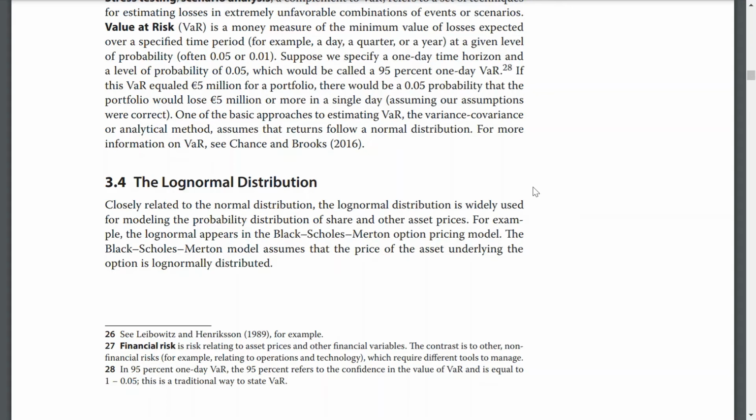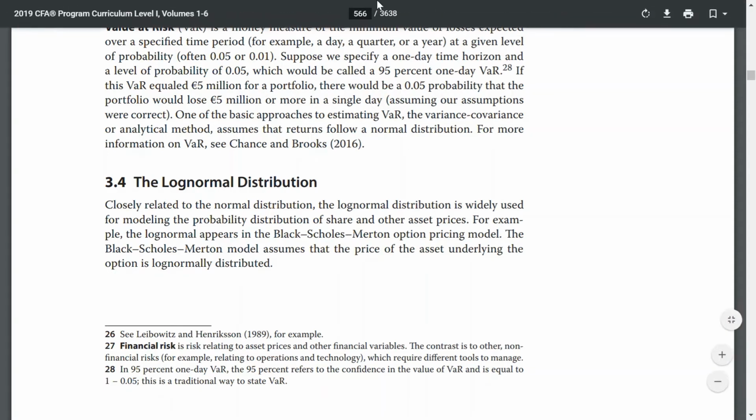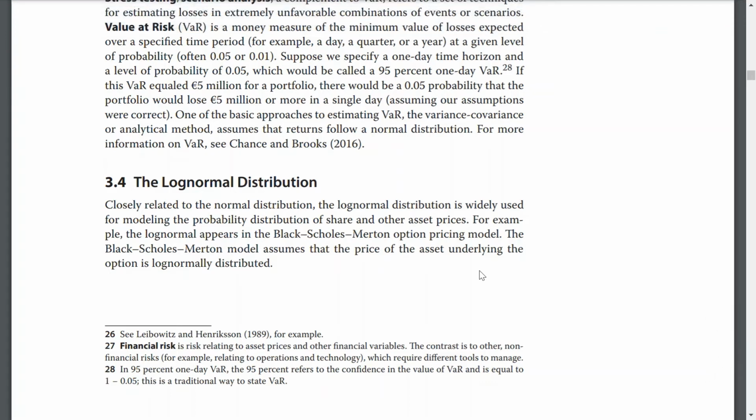The lognormal distribution is closely related to the normal distribution. The lognormal distribution is widely used to model probability distributions of shares and other asset prices. For example, the lognormal appears in the Black-Scholes-Merton option pricing model. The Black-Scholes-Merton model assumes that the price of an asset underlying the options is lognormally distributed.